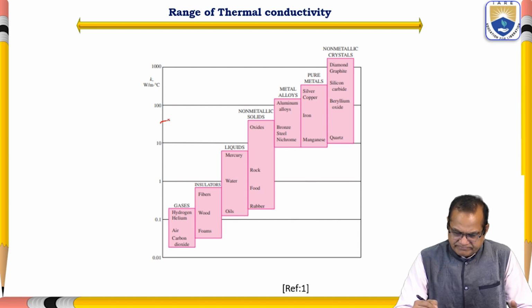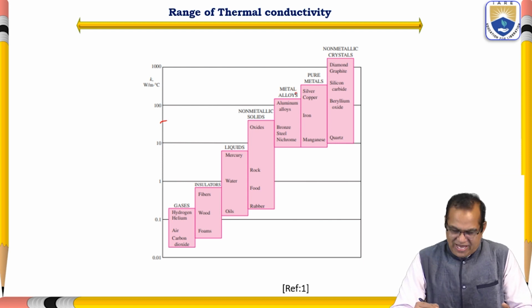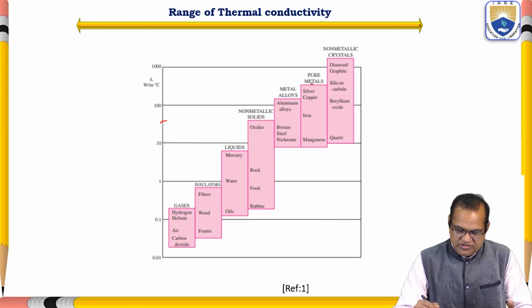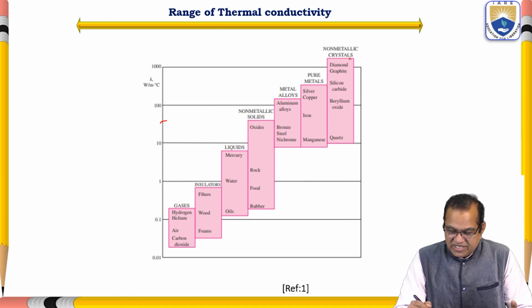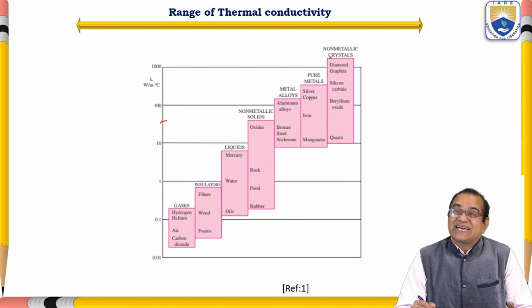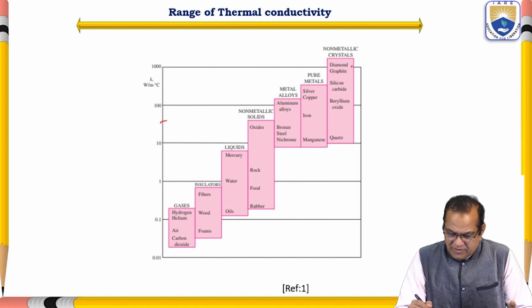Then we have the non-metallic solids like oxides, rock, food, rubber and others, which have nearly somewhere here. If you see the metal alloys, the aluminum alloys, bronze, steel and nickel, they have nearly 100. Pure metals like silver, copper, iron and manganese range from here to nearly 400 and 500. And diamond is the highest, and these are crystalline: diamond, graphite, silicon carbide, beryllium oxide and quartz.